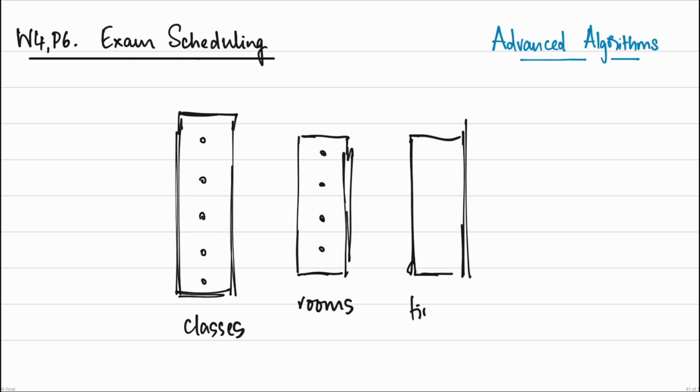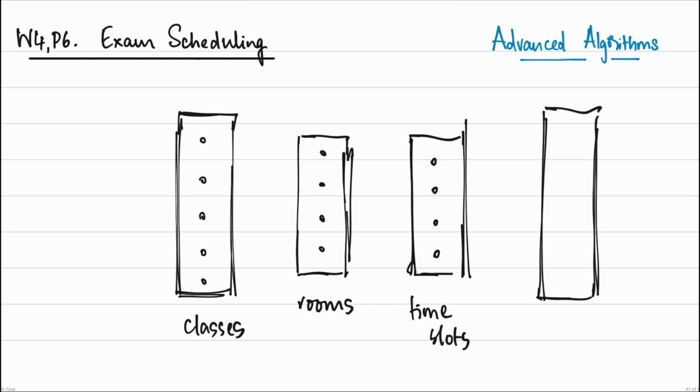So after rooms, I'm going to have a box here for time slots. So here we have one vertex representing each conceivable time slot in the picture. And then finally, I'm going to represent the invigilators at the end.